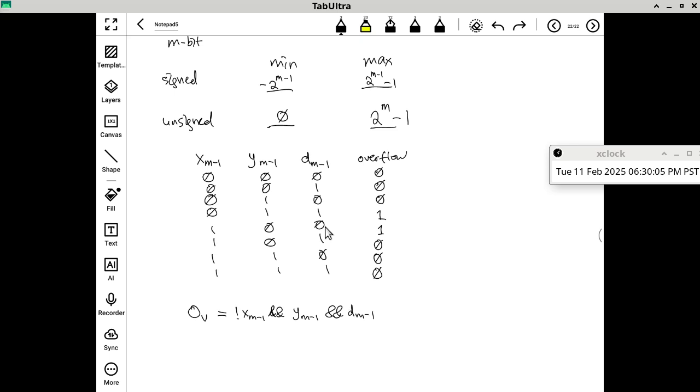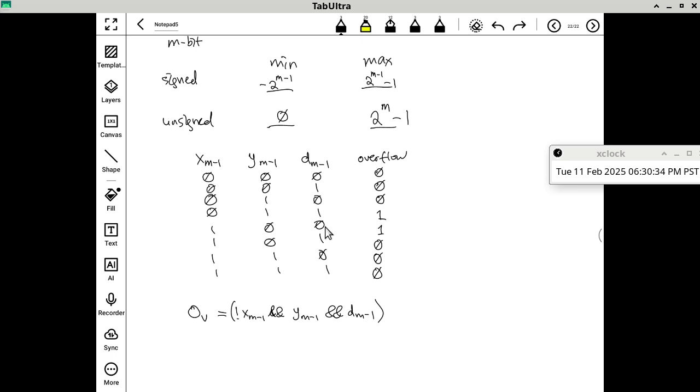If you look at this entire big conjunction here, don't you think this is going to be true only when x of m minus 1 is a 0, y of m minus 1 is a 1, and d of m minus 1 is also a 1? No other row of this entire table can possibly make the conjunction, the expression, be a 1. Does that make sense?